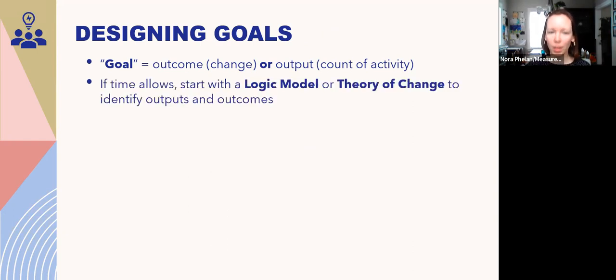And so in order to identify those goals, if time allows, I would strongly suggest that you use some type of program mapping process, which sometimes is called a logic model or theory of change, to identify those outputs and outcomes. This is something that would have to be done for the program as a whole, not really just for one particular grant application. It should be something that's done for the entire program. This can be a time-intensive process.